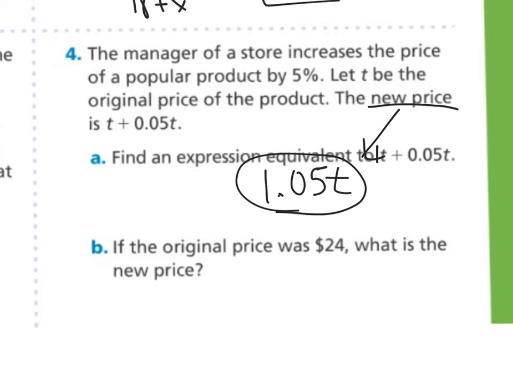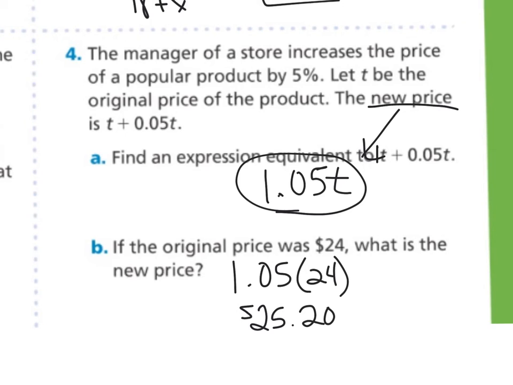So if the original price was $24, what is the new price? We could then just take 1 and 5/100 times 24. And if we work that out, we would get $25.20. Since the price increased, make sure your answer is more than 24. If it's not more than 24, we made a mistake there.